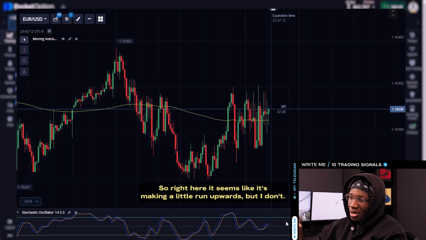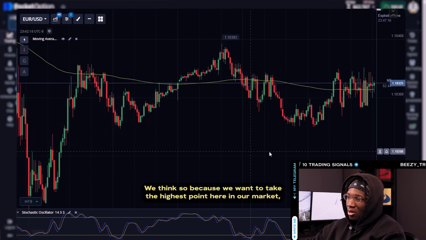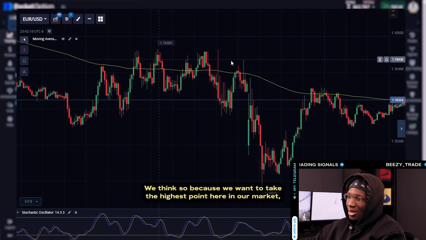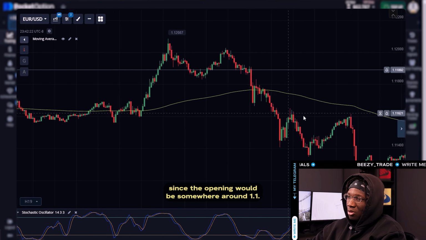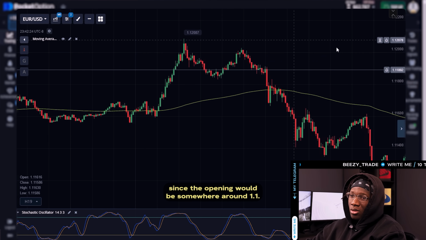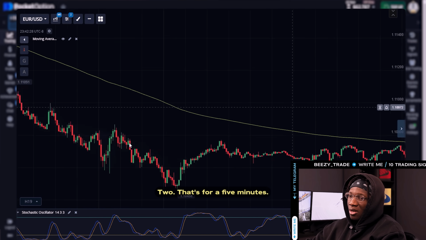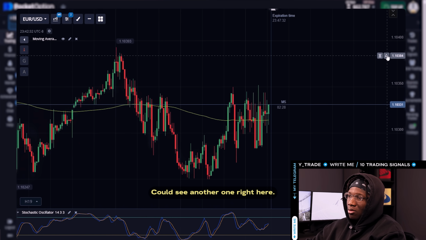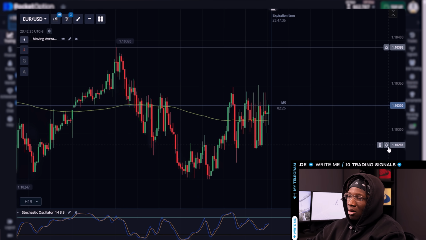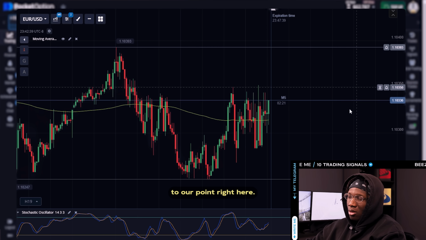So right here, it seems like it's making a little run upwards, but I don't really think so, because we want to take the highest point here in the market since the opening. Would be somewhere around 1.12. That's for 5 minutes. You can see another one right here, and just to get closer to our point right here.